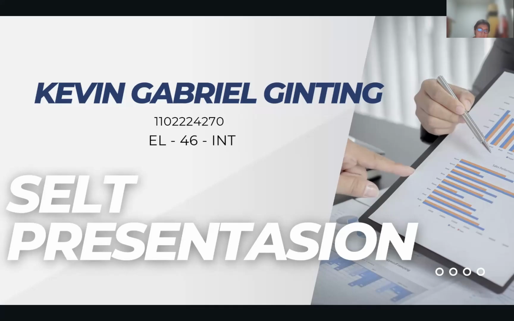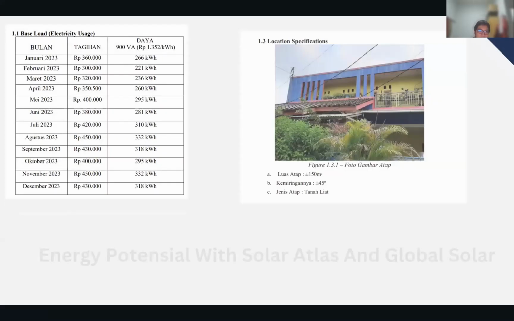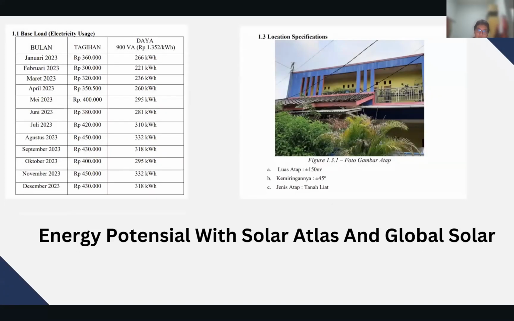So let's get started. The first one, you have to know the electronic bills that your house is using and how much you pay for it. And you have to know the VA that your house is using. And here, in my case, I'm using 900 VA, which means I have to pay around 1,352 per 1 kilowatt hour.